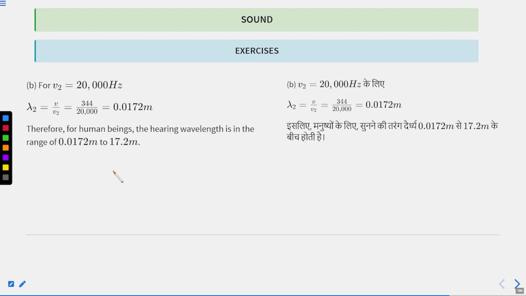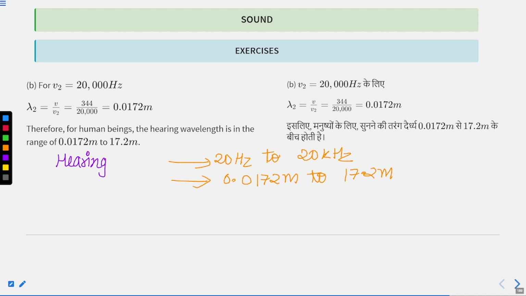0.0172 meter. So our hearing range is from 20 hertz to 20,000 hertz or 20 kilohertz, and the wavelength which we can hear is from 0.0172 meter to 17.2 meter. This is our hearing wavelength and this is our hearing frequency. Okay. So I hope you have understood this problem.